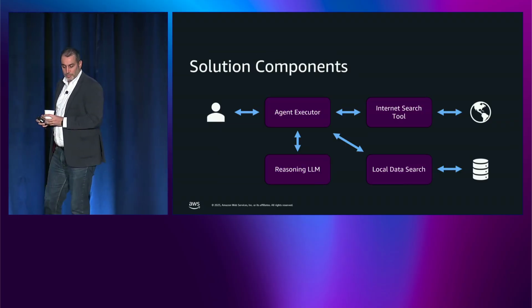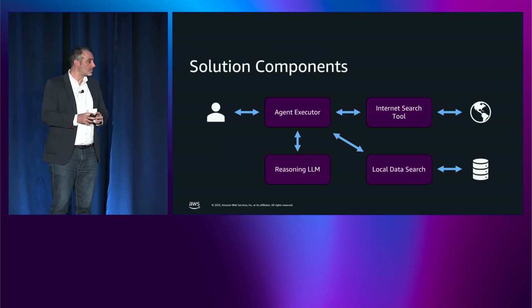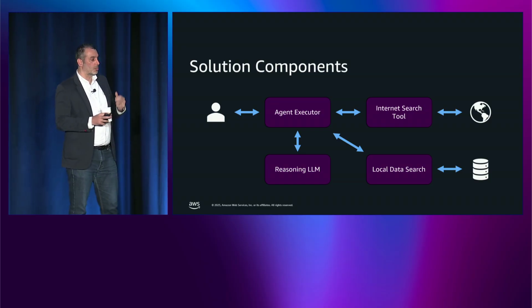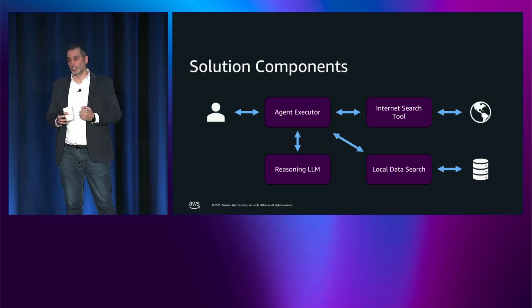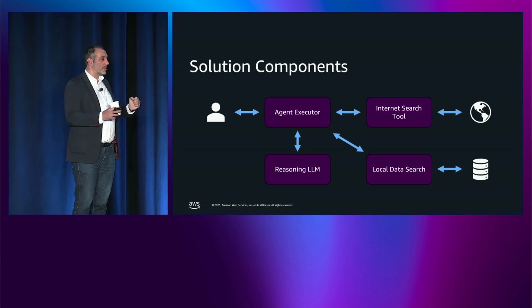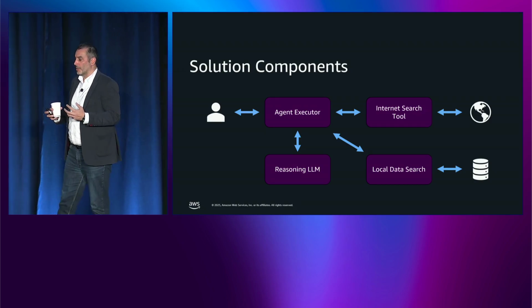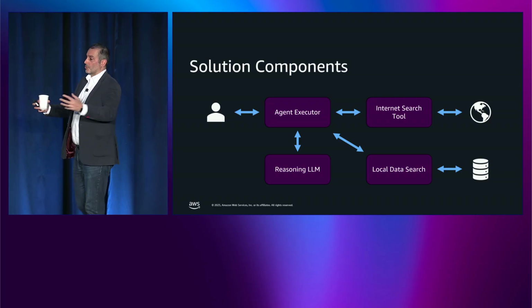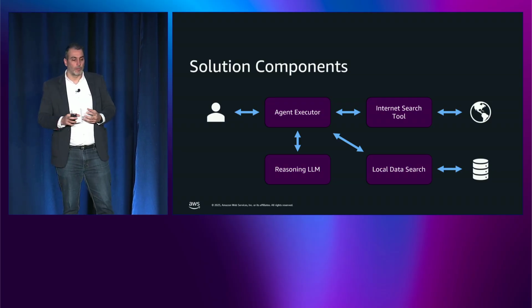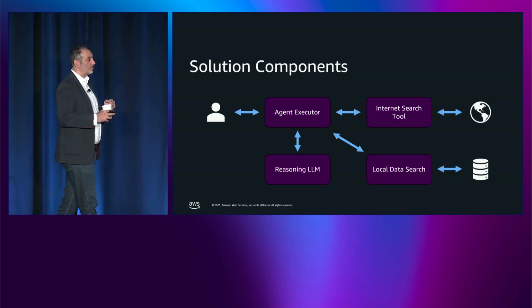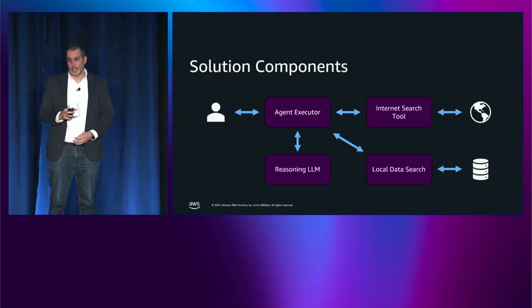So step number 1, solution components. This is an overly simplified version of solution components involved in an agent. You have the user that will be interacting with an agent executor, and that executor takes on the role of an orchestrator, right? It sort of determines where's the LLM that I need to take advantage of in order to do that reasoning and the planning.